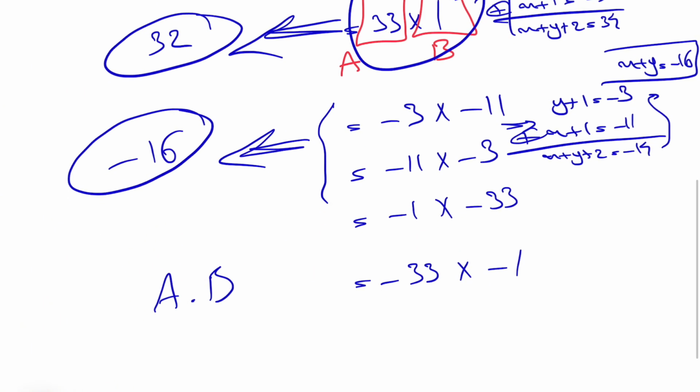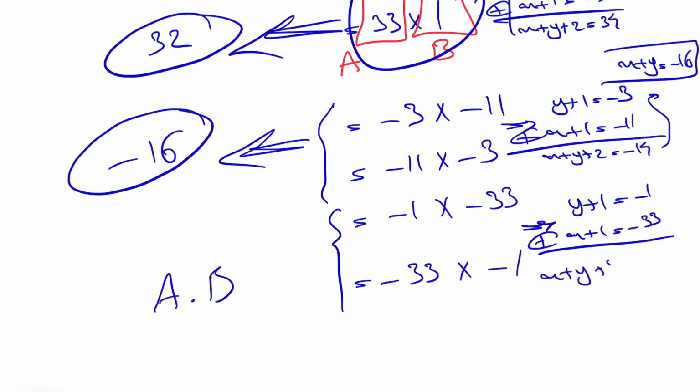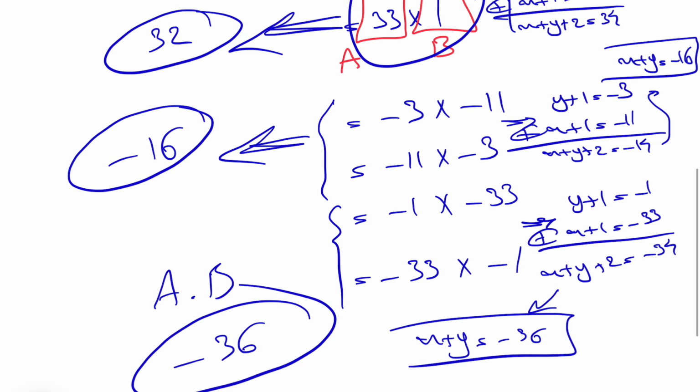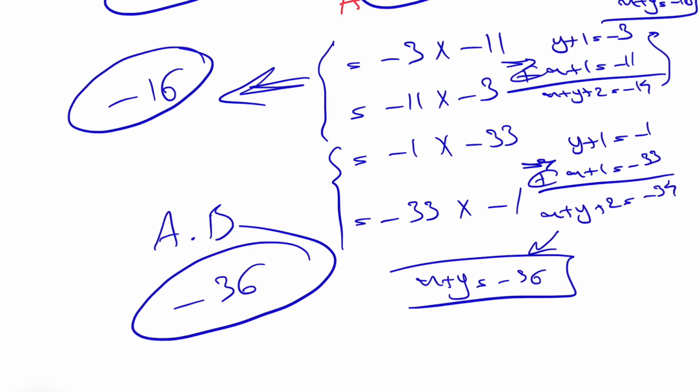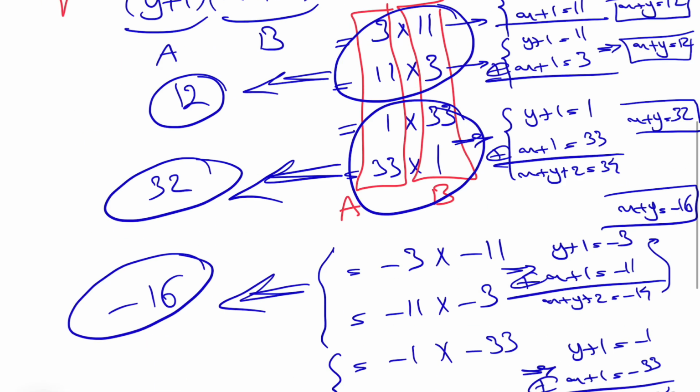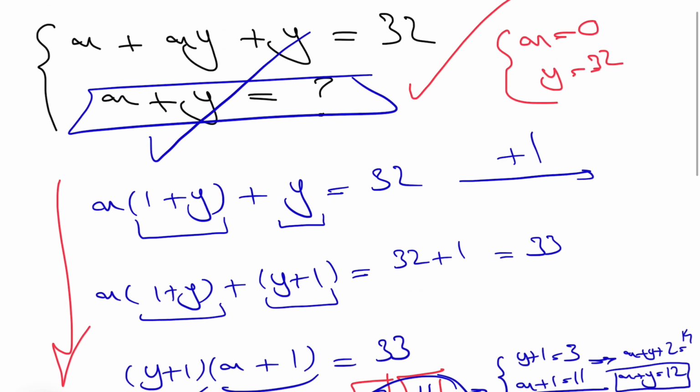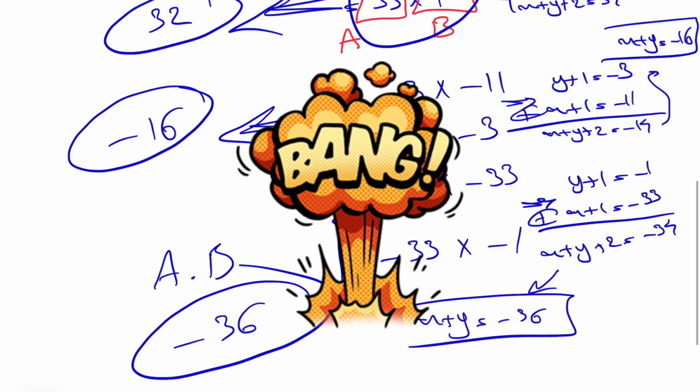And we have the last pair, where y plus 1 is equal to minus 1 and x plus 1 is minus 33. x plus y plus 2 will be minus 34, and here x plus y will be minus 36. So the answer from the last combination will be minus 36. So for x plus y, we have four different answers: 12, 32, minus 16, and minus 36. That would be the final answer for this question.